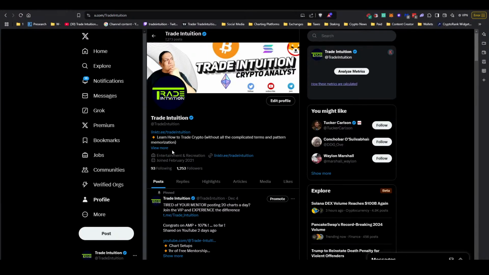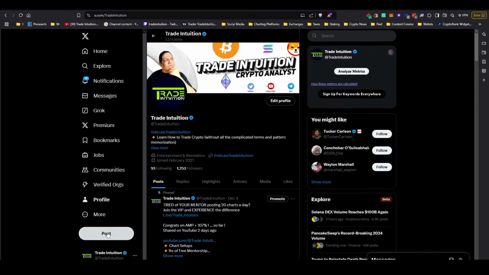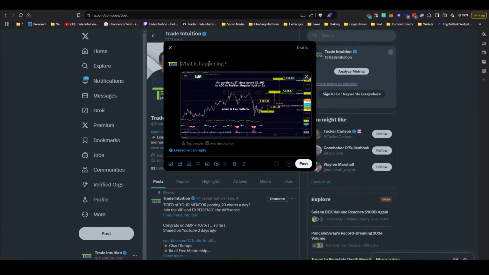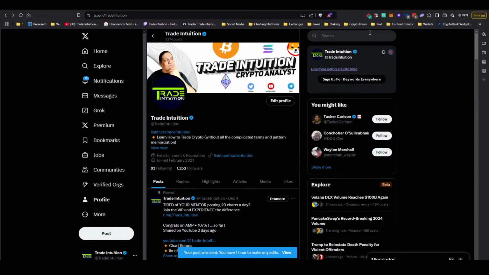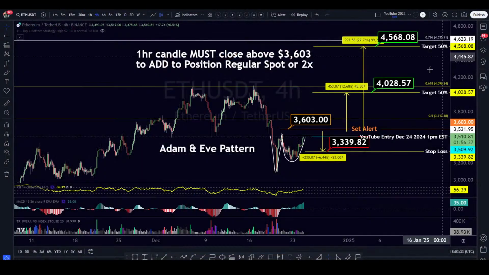All right. So for this one, let's go ahead and post, not profile, post. Let's post this. And let's do ETH setup provided on live stream. Join now. Let's go ahead and copy this. Okay. And then paste. Okay, there we go. Good stuff. Let's cancel this. So it looks nice. I like it.